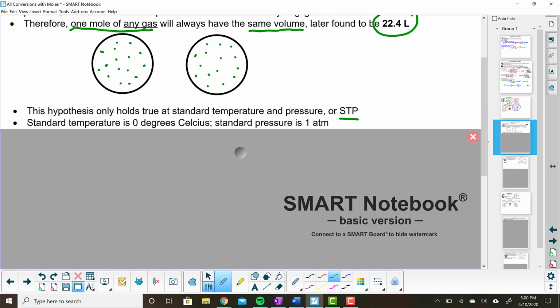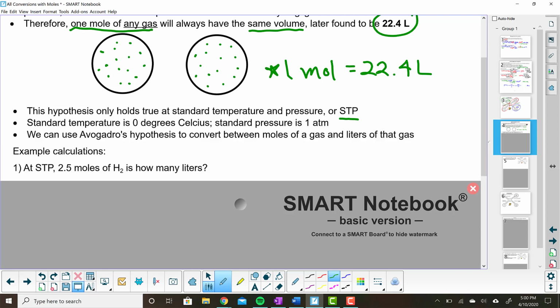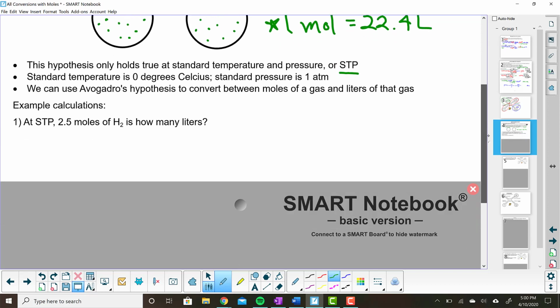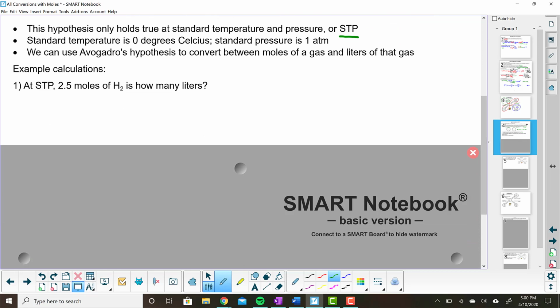Hopefully we're going to get to talk about gases towards the end of this year, and we'll get more into that at that time. But for now, you just need to know that at standard temperature and pressure, 1 mole of any gas will take up 22.4 liters of space. That's the bottom line. What you need to know is this equality. And we can use that hypothesis, that equality, to convert between moles of a gas and liters of a gas.